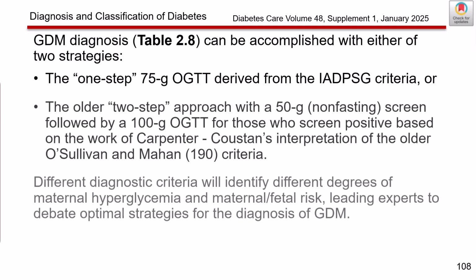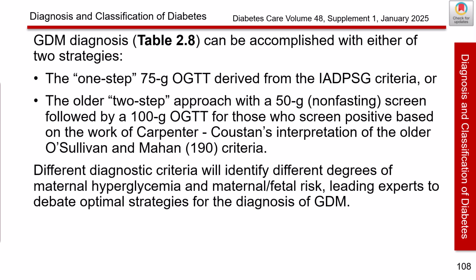Gestational diabetes mellitus diagnosis can be accomplished with either of two strategies: the one-step 75 grams oral glucose tolerance test derived from the International Association of Diabetes and Pregnancy Study Group criteria, or the older two-step approach with a 50 grams, non-fasting, screen followed by a 100 grams oral glucose tolerance test for those who screen positive, based on the work of Carpenter and Coustan's interpretation of the older O'Sullivan and Mahan criteria.